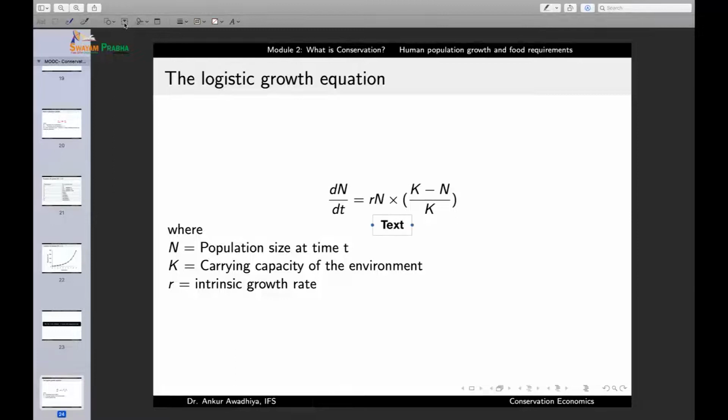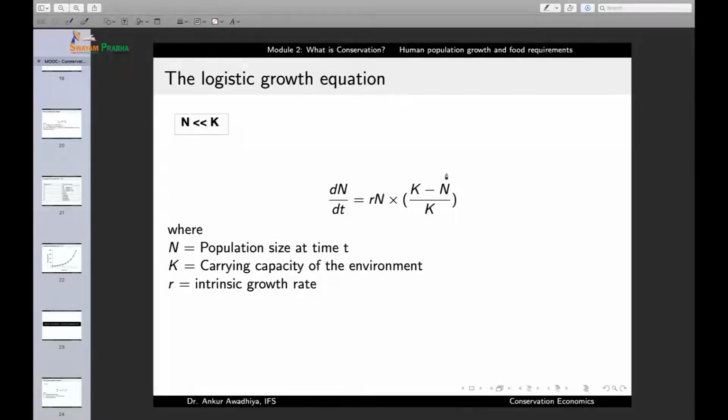Now, consider the first case where N is very much less than K. Now, N is the population at any time t, K is the carrying capacity. Carrying capacity means the maximum number of individuals that can be sustained by the environment. So in the case of our example of the mice on the island, we are referring to the maximum number of mice that can be sustained by the island, that can be provided for in terms of food, water, space by the island. So that is the carrying capacity.